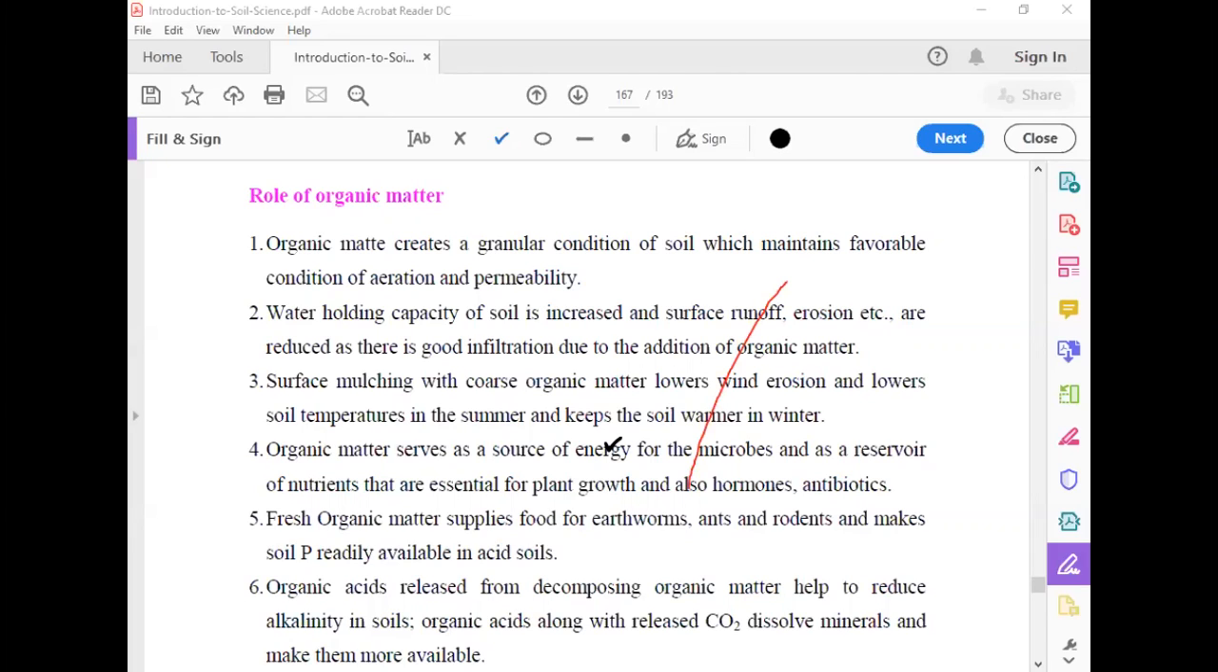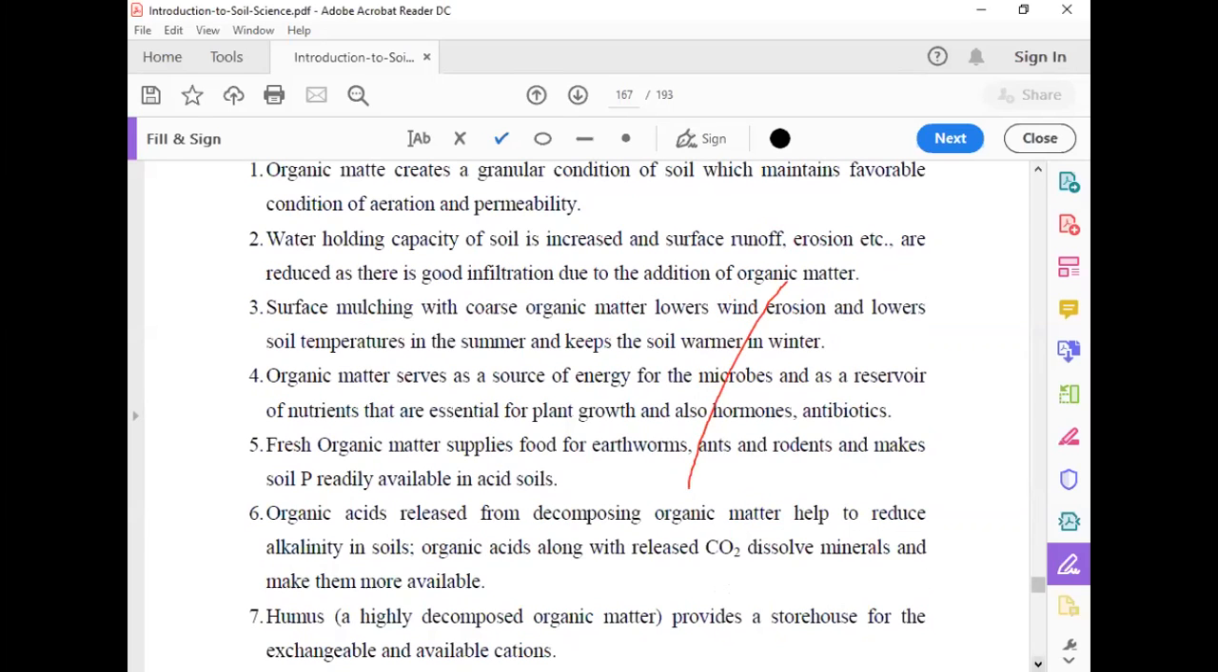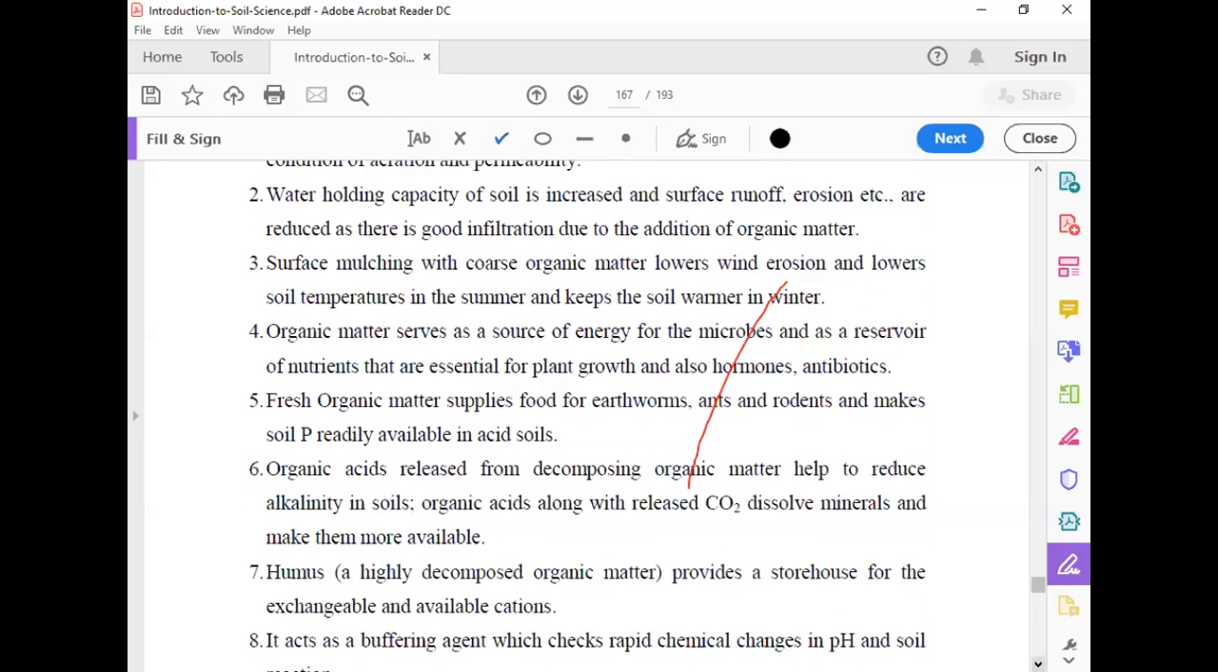Then organic acids, which are released in minute quantity, help in decomposing organic matter and reducing its alkalinity, with the help or addition of sulfur decomposing microorganisms, which decompose or oxidize sulfur, producing sulfuric acid, and bring back the pH of soil to neutral level.